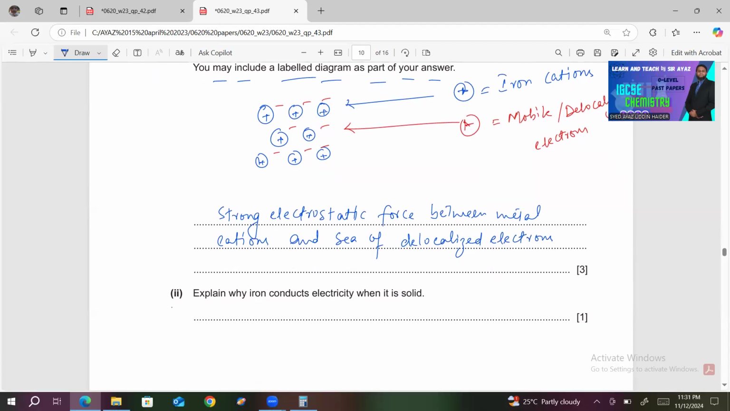Part 2. Explain why iron conducts electricity when it is solid. It must be having free electrons, or electrons that can move. Electrons are mobile or can move.